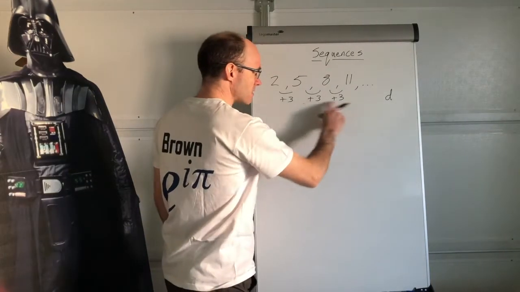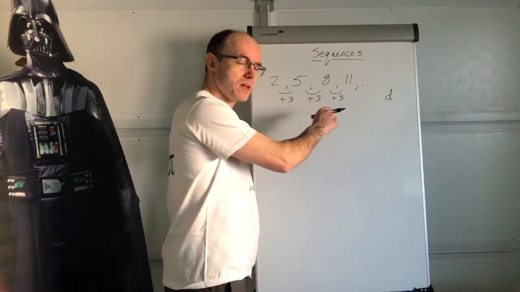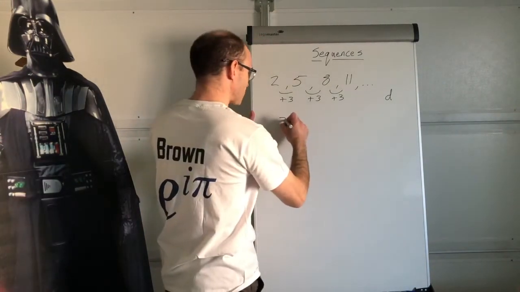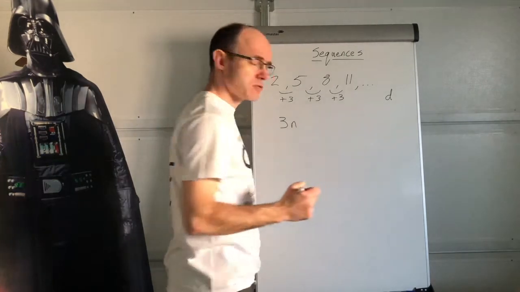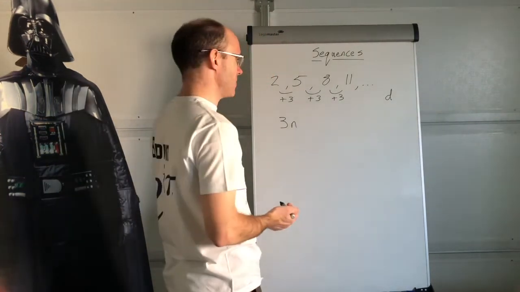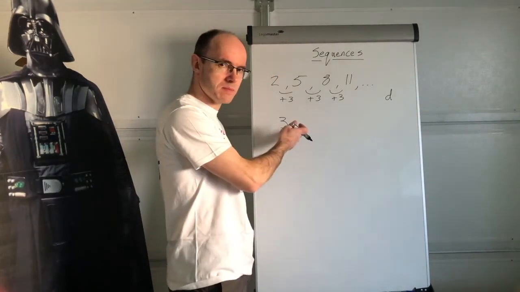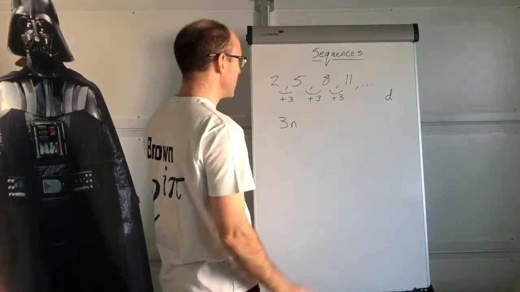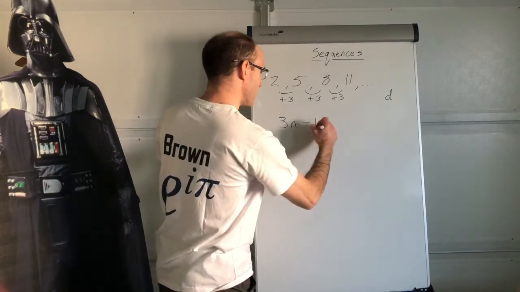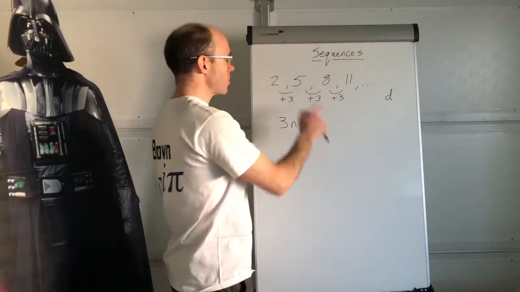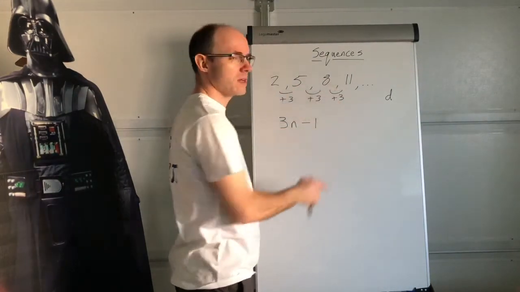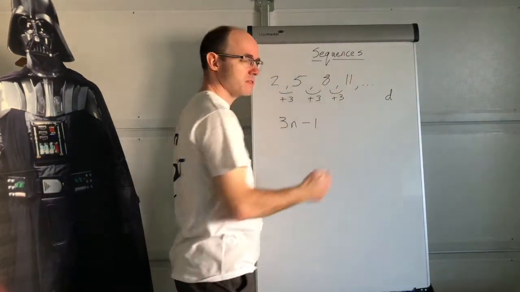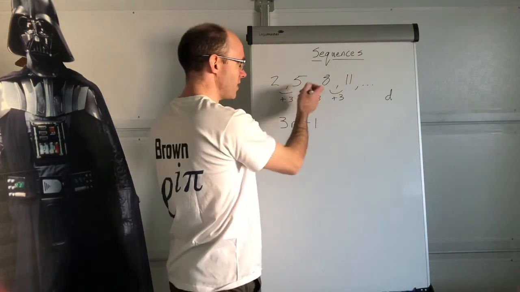Because we're adding 3 to each term, it's got something to do with the 3 times table. So we could write down 3n, as in the 3 times table. That's our expression for the 3 times table. When n is 1, n is 2, n is 3, you get 3, 6, 9, and so on. Now if we subtract 1 from the 3 times table, we will get 2, 5, 8, 11. I'm sure you agree with me. The 3 times table, 3, 6, 9, 12. Subtract 1 from each of those, you get 2, 5, 8, 11.